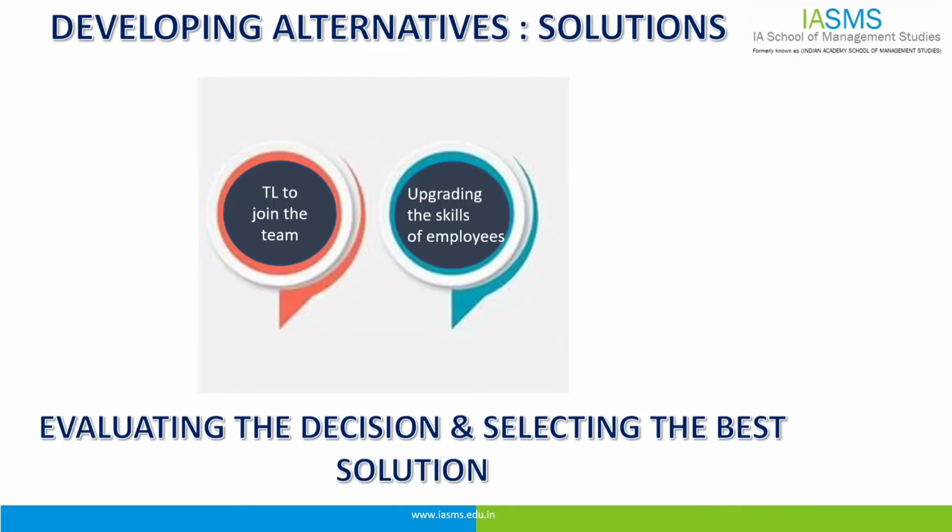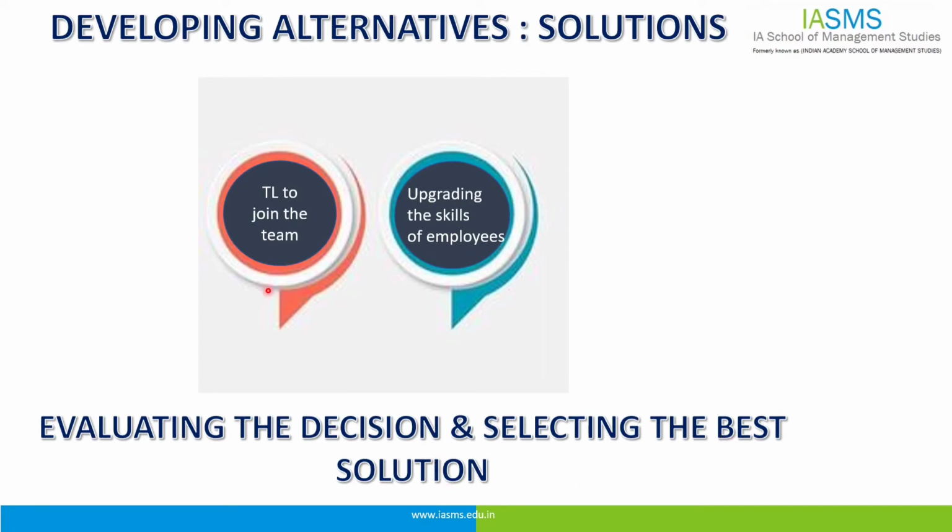He then moves on to the next step, developing alternatives. He develops 2 alternatives. First one as a temporary solution, second one as a permanent solution. The first alternative he developed is asking the TL to join the team and help them complete the files. The second alternative is upgrading the skills of employees. Next step here is evaluating the decision and selecting the best solution.